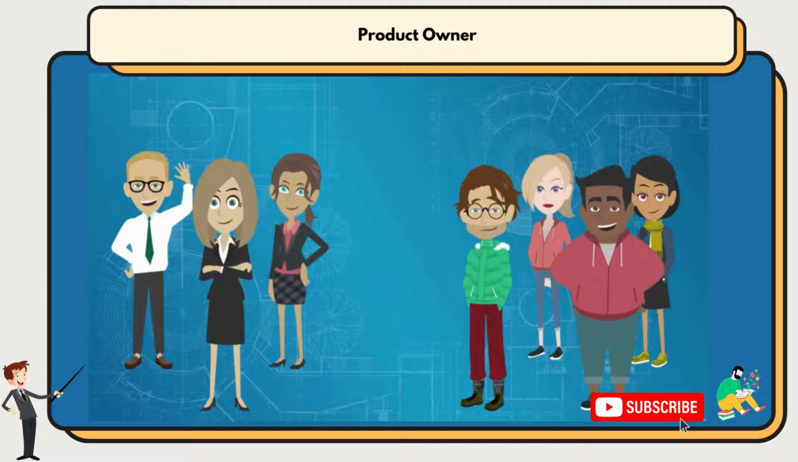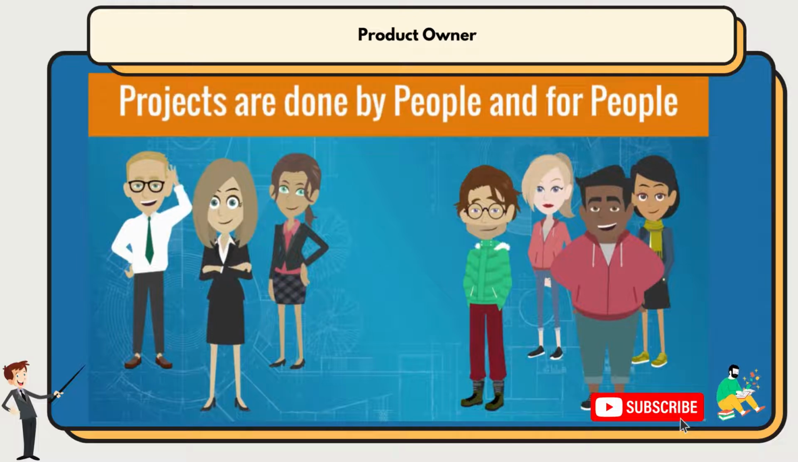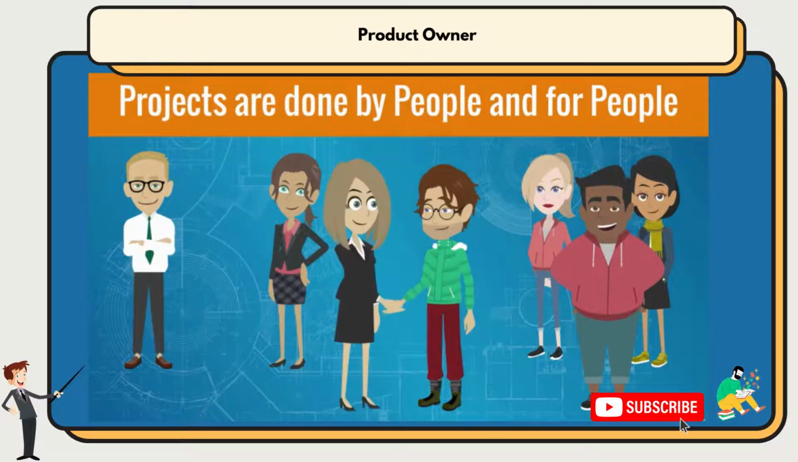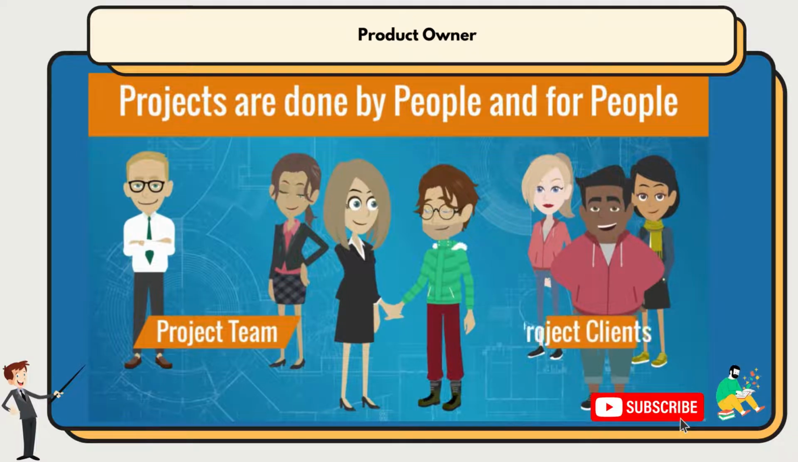Remember, projects are done by people, for people. The Agile philosophy explicitly highlights this point, promoting close collaboration between those two groups: the people that do the project and the people that will benefit from the project. In other words, project team and project clients. So let's see the key roles in a Scrum project.